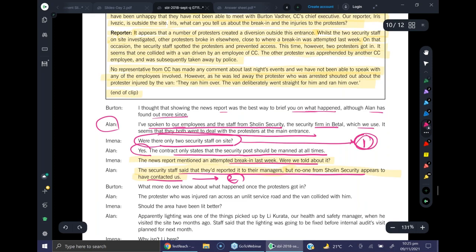Again, you can kind of copy paste the information into the answer, but what's the consequence? So there was no communication from Sholen Security to the company that there was an attempted break-in last week also. So again, the consequence is that the protesters gained confidence and attempted it again, creating all the fuss, right? And the problem for the company. That's the consequence. What's your recommendation for the future? Guys, I need your feedback here. What do you think can be the recommendation for this problem?